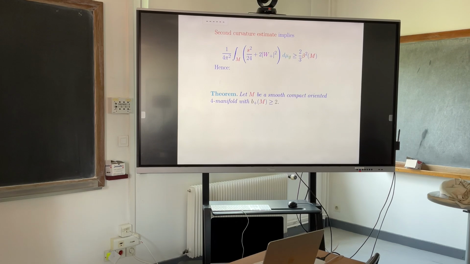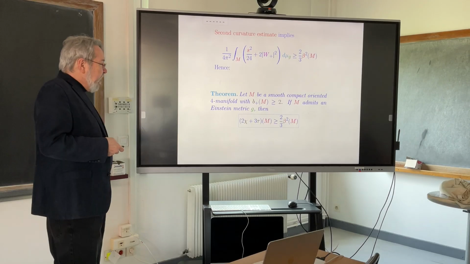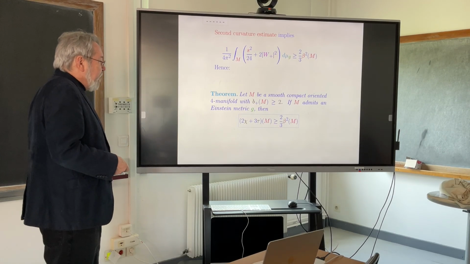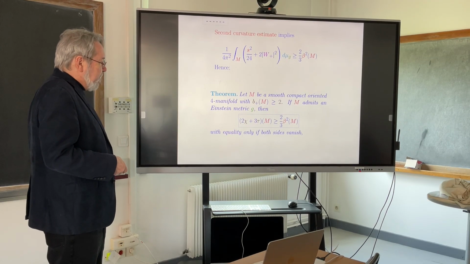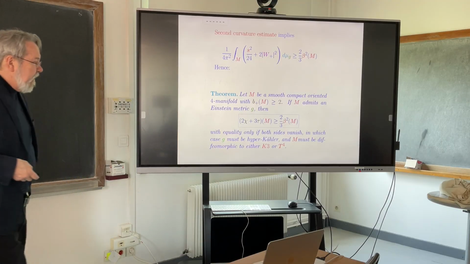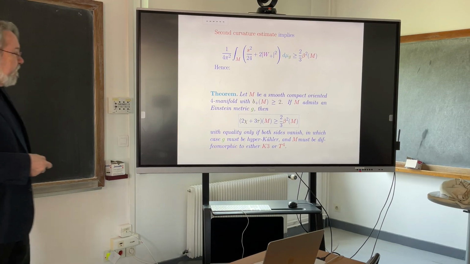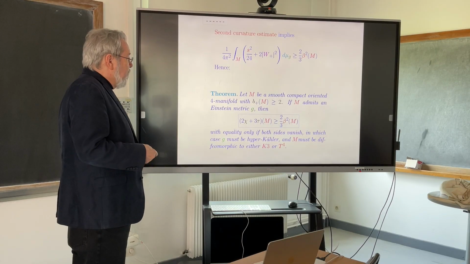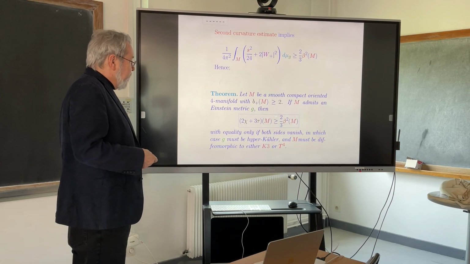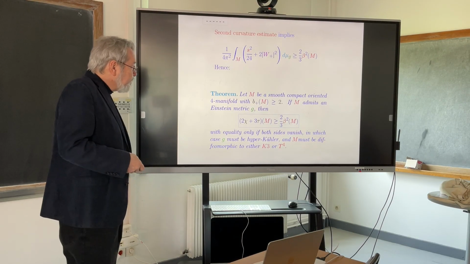And so what you'll find is that if you have a smooth, compact oriented four-manifold with b plus greater than or equal to 2, if it admits an Einstein metric, then 2 chi plus 3 tau of M is bigger than 2/3 of beta squared of M. And equality happens only if both sides are 0, and you either have K3 or T4. So, by the way, among things that are covered by K3 or T4, the only ones with b plus bigger than 2 are K3 and T4.